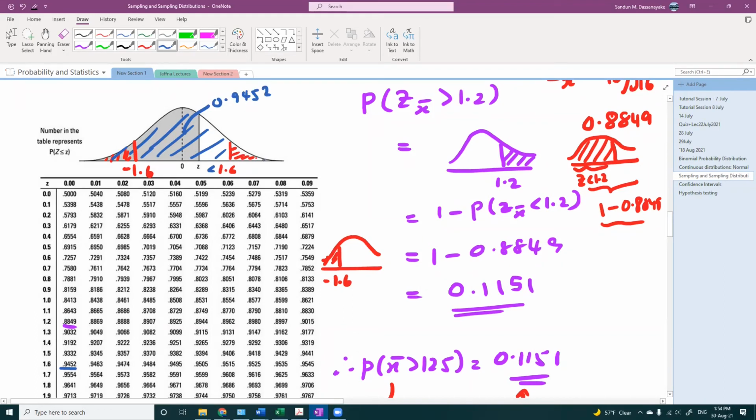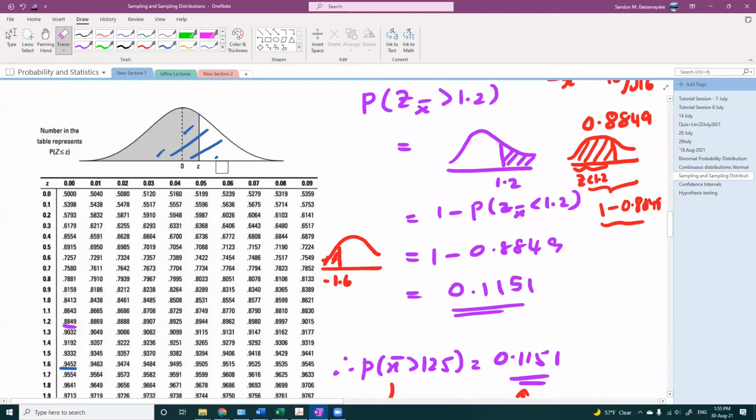So how do we calculate this part? We just need to simply do 1 minus this area, that is 0.9452. You will get the area under the curve here. So if you know the area under the curve here, you can safely assume that the area for Z being less than negative 1.6 is the same. Okay, so that is how you calculate an area less than a negative value using this table.